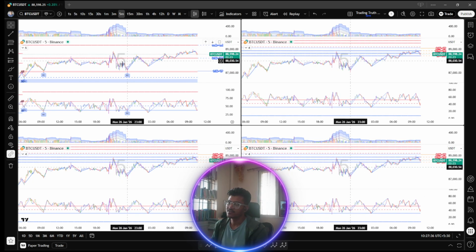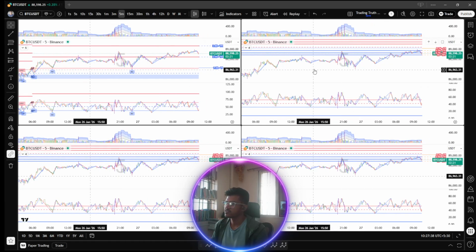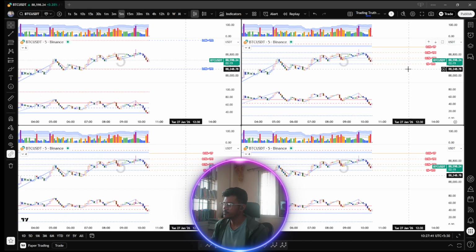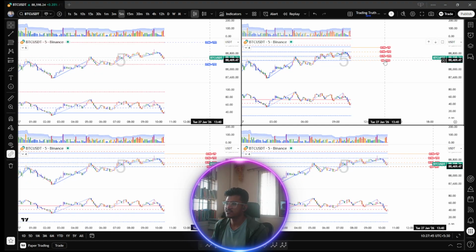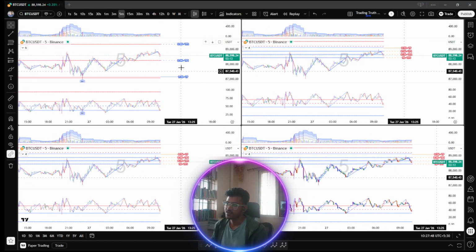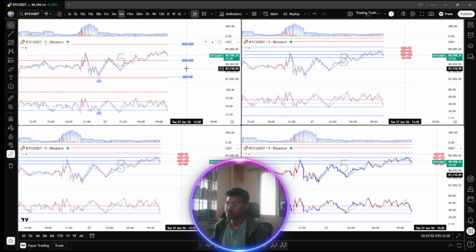So here is accumulation, all right? This is distribution. How do you recognize that? You see these target levels? These are for distributions, okay? The blue ones are for accumulation, all right?